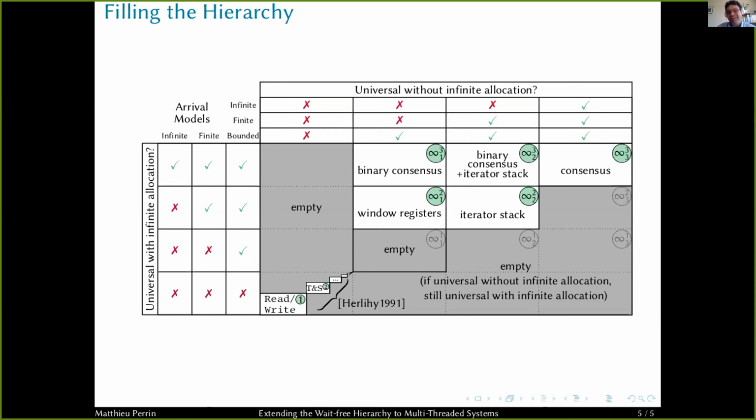Okay, and then she pointed out that a hierarchy is also a linear ordering. Yes. However, we still can use it to compare the power of some objects. For example, consensus is strictly stronger than window registers, or the iterator stack as well is stronger than window registers. So there is still an order, even if it's not a linear order.